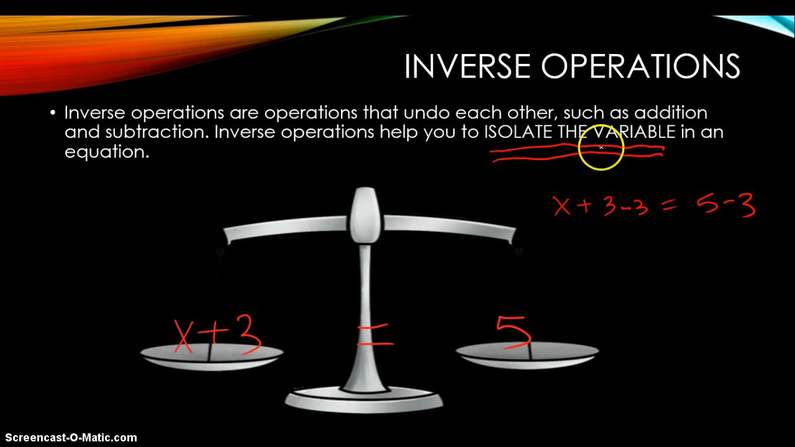Remember again, we're isolating the variable. We want x alone. So when we do combining like terms, 3 minus 3 is 0. So that crosses off, and I have x alone here. And then 5 minus 3 is 2. So I know x equals 2. I plug it back in to check. 2 plus 3 equals 5, and that is true. So this equation is balanced.